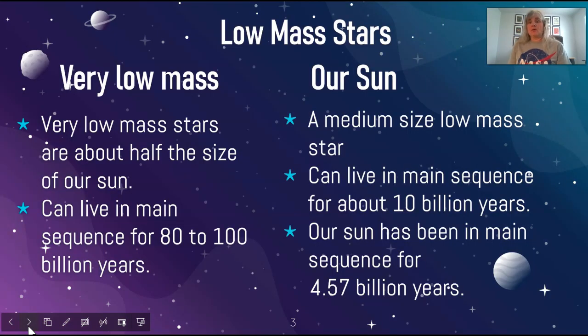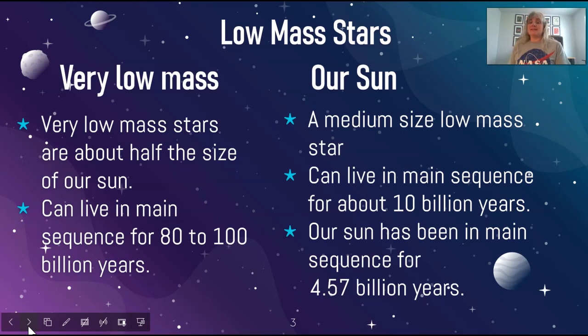All right, so we're going to talk very briefly about a very low mass star, and then we're going to talk about our own sun. Very low mass stars are about half the size of our sun and can live in main sequence. Remember, main sequence is when a star is fusing hydrogen and helium, and that is like their adulthood. They can live in main sequence for 80 to 100 billion years.